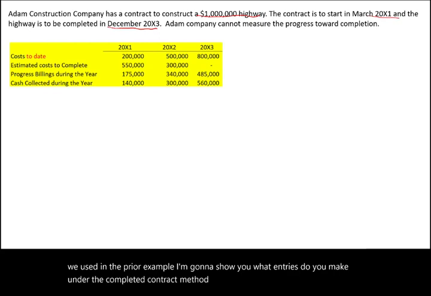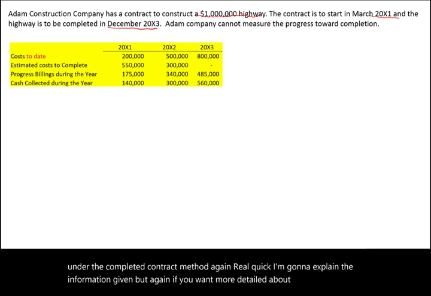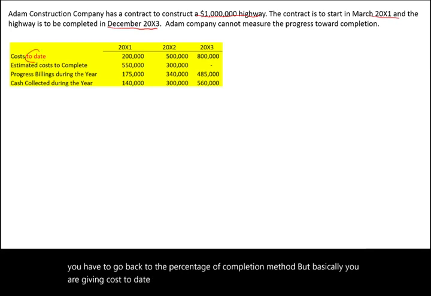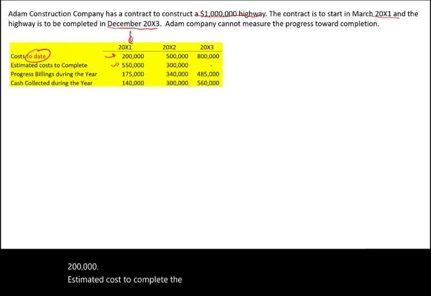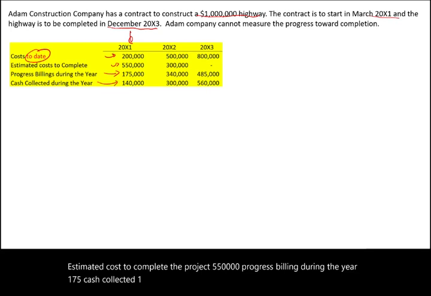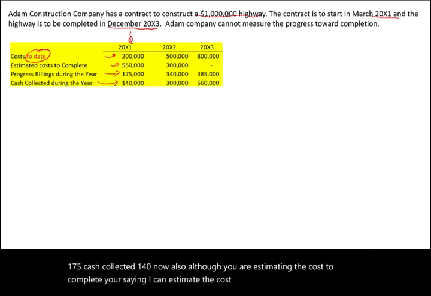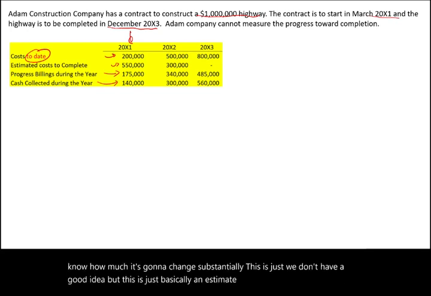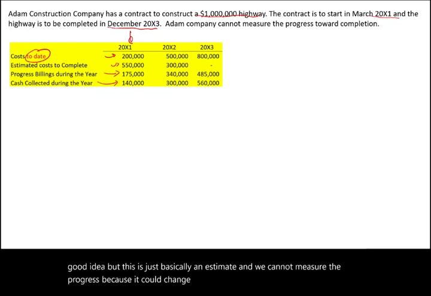Again, real quick, I'm going to explain the information given, but if you want more details about the information, you have to go back to the percentage of completion method. Basically, you are given cost to date, how much cost you incurred up to this point. In year one, 200,000. Estimated cost to complete the project, 550,000. Progress billing during the year, 175. Cash collected, 140. Now, although you are estimating the cost to complete, we really don't know how much it's going to change substantially. We don't have a good idea. This is just an estimate, and we cannot measure the progress because it could change because of the nature of the work. So this is what we're going to be assuming.